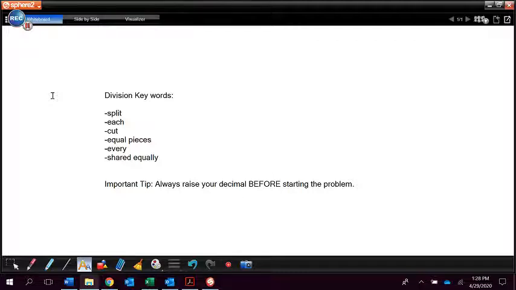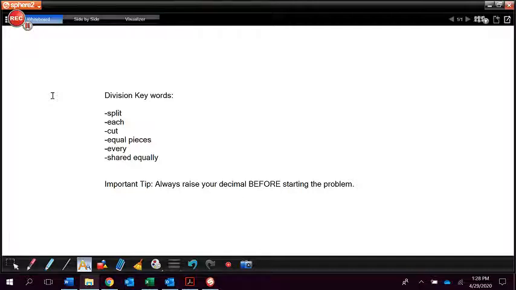And an important tip that I want you all to be using throughout is to always raise your decimal before starting the problem. And as you can see, I wrote the word before in capital letters because it's very important that you do this before. I do remember when we would be back in class working on division problems, and sometimes a lot of the students would make mistakes on their answer because their decimal point was placed incorrectly.